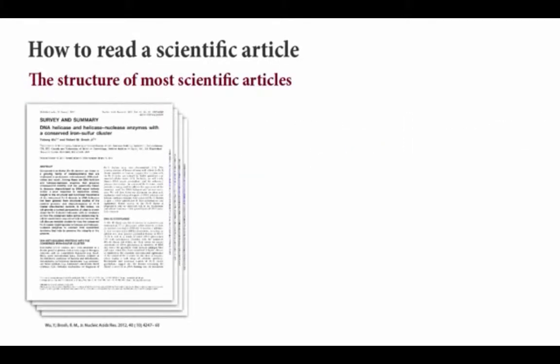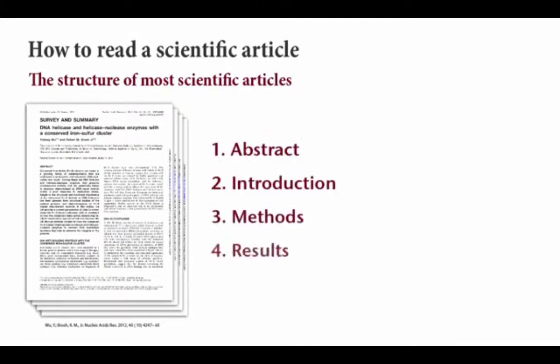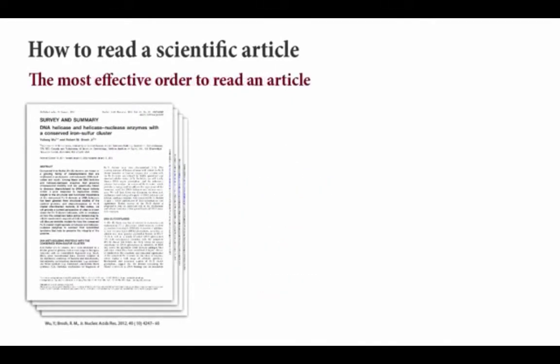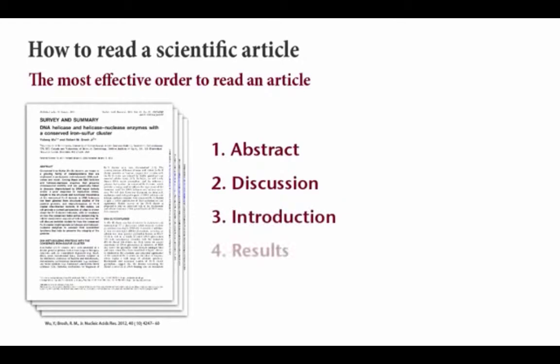The structure of scientific articles is defined by several distinct sections. Most articles, like lab reports, are divided into 5 sections: the abstract, the introduction, the methods, the results, and the discussion. The most effective way to read an article is in this order: abstract, discussion, introduction, results, and methods. By going through articles in this order, you'll be able to quickly find the information you need to determine if the article will be useful.